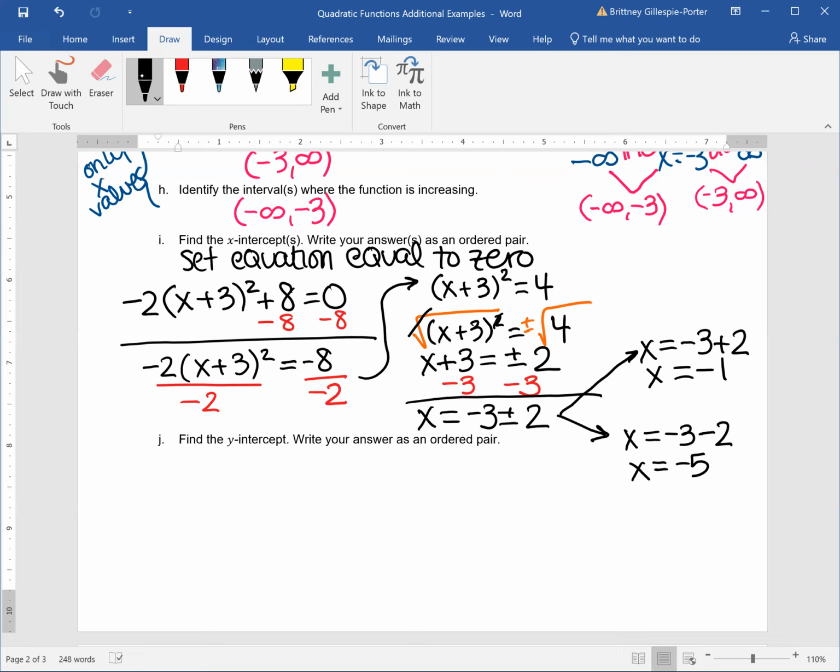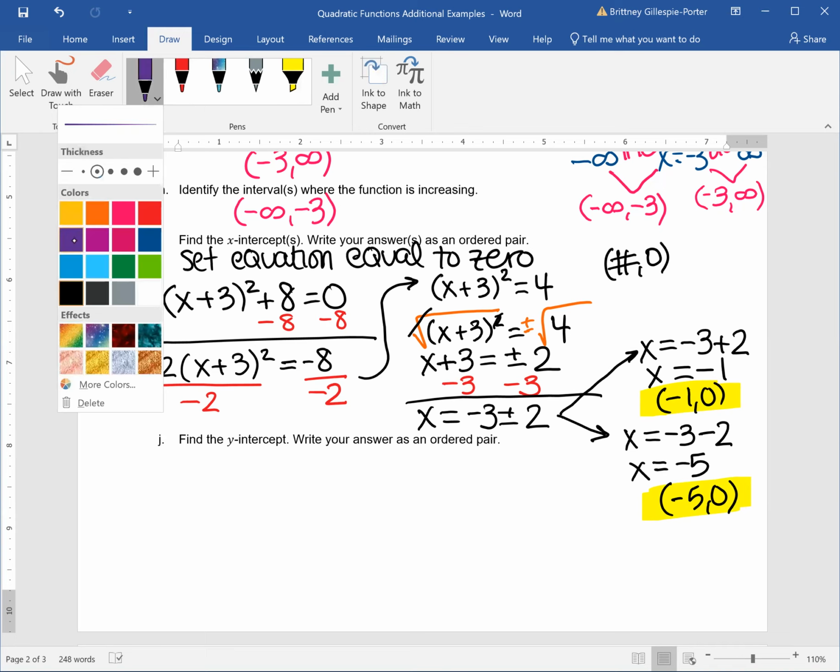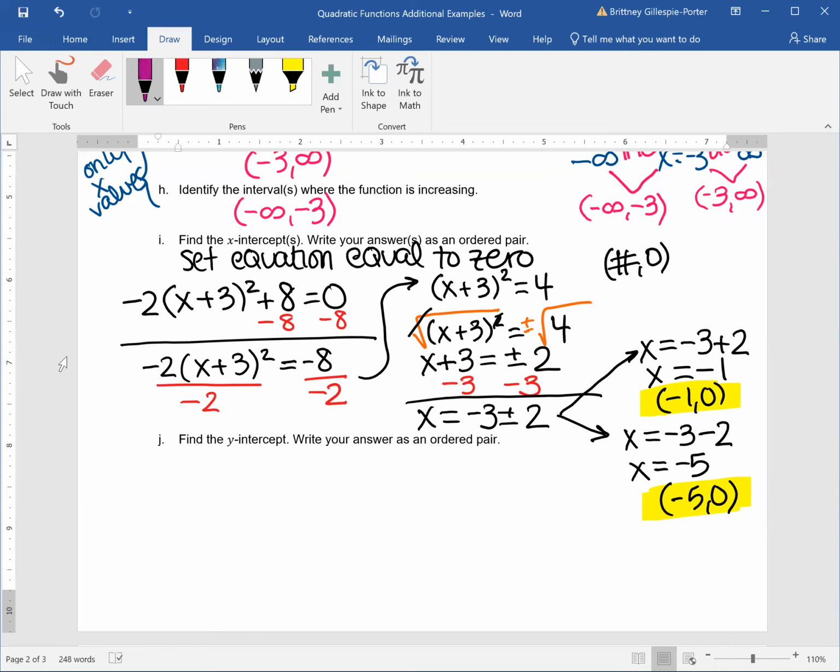Because it wanted to have ordered pairs, remember ordered pairs of x-intercepts are in the form x, comma, 0, or if you want to be a little bit more general, some number, comma, 0. Our first ordered pair will be -1, comma, 0, and the second one is -5, comma, 0. Almost done with this problem. I put a lot in this one to help review.